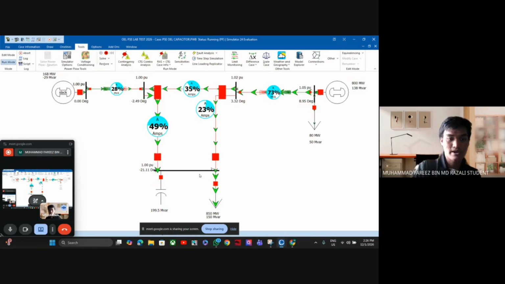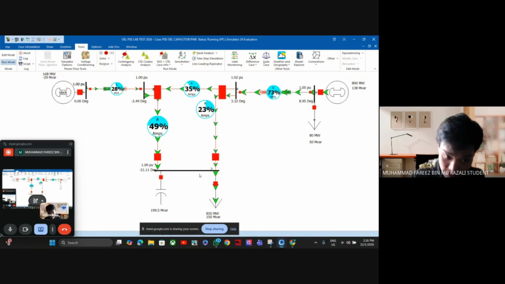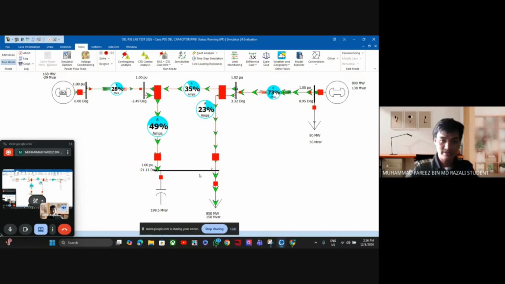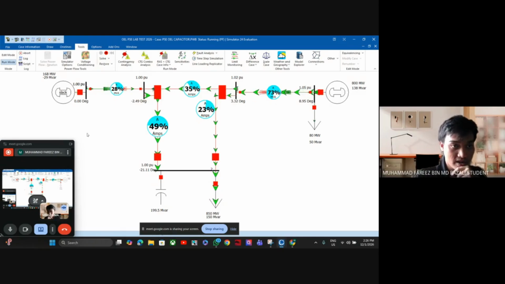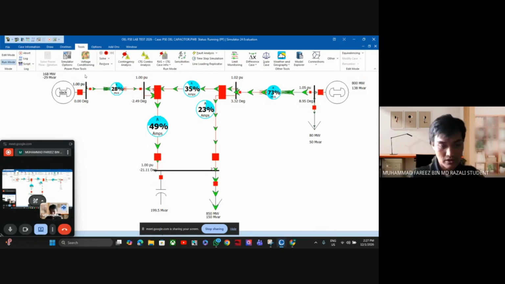So this is when we are adding the shunt capacitor. This is case 2. Let's observe the system. What we can see from here is that the reactive power supplied by the slack bus reduced significantly from 191 MVAR to about negative 29 MVAR. You can see the difference from before, the one with no capacitor.